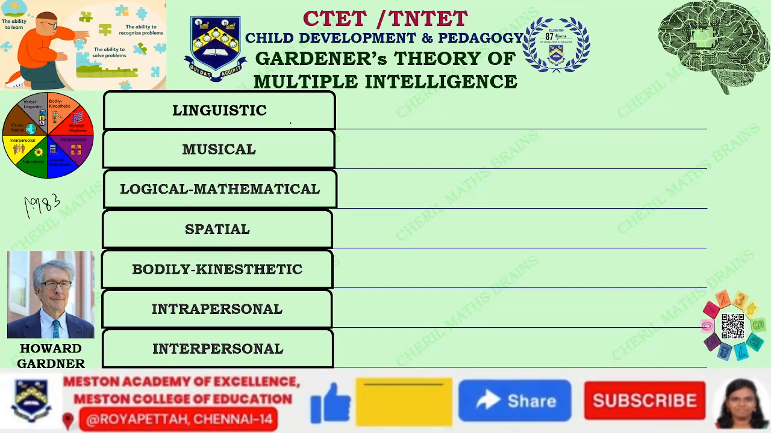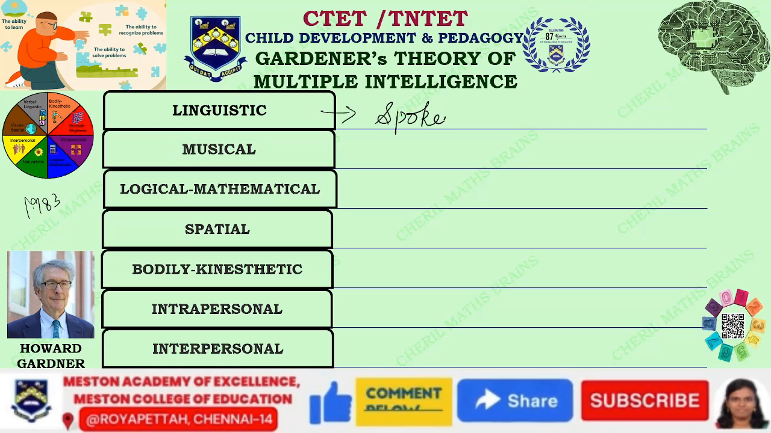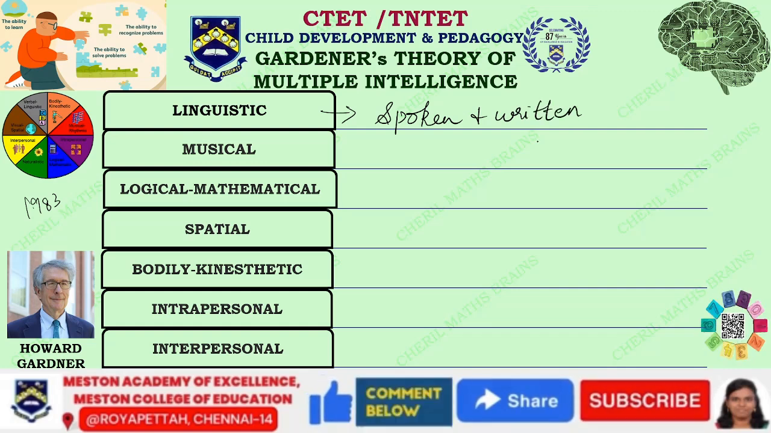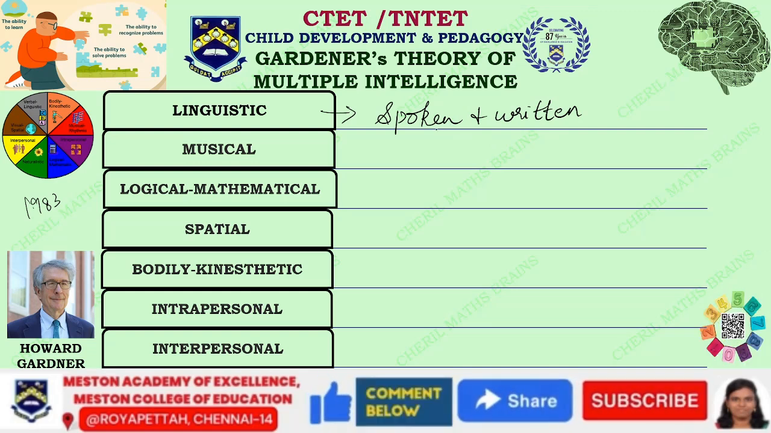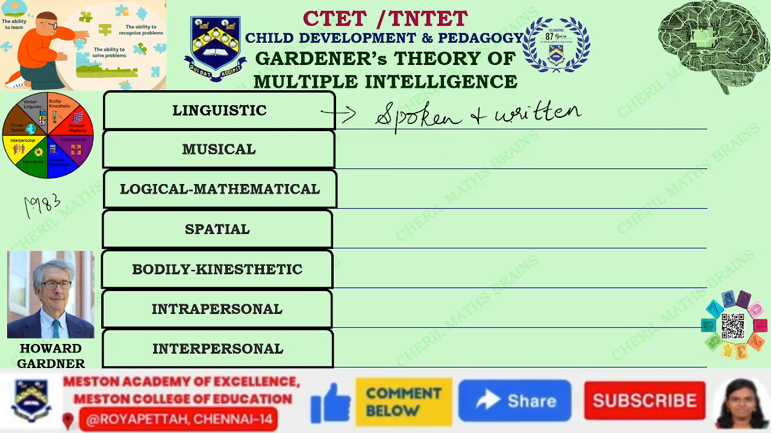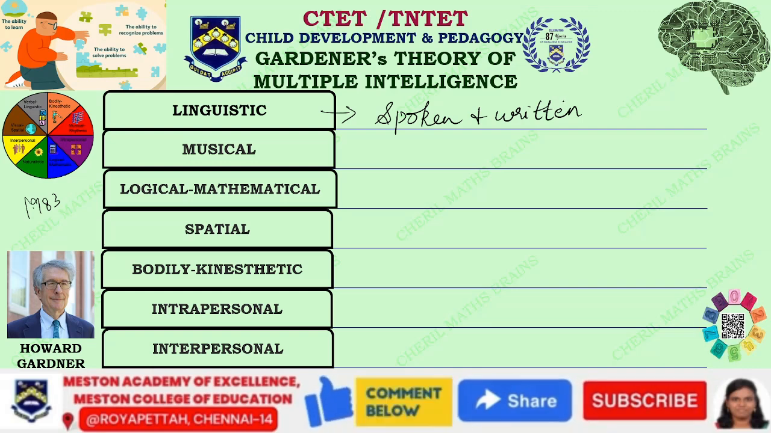Linguistic talks about language. It talks about the spoken and the written language, the intelligence related to a person who could talk and write in a particular language, who could accomplish certain types of goals related to linguistic skills. So who are expected to have these skills? Writers, poets, lawyers, speakers, all these people are expected to have high linguistic intelligence.